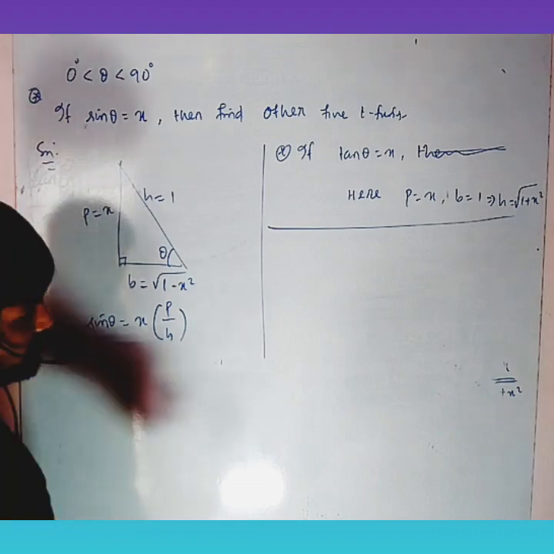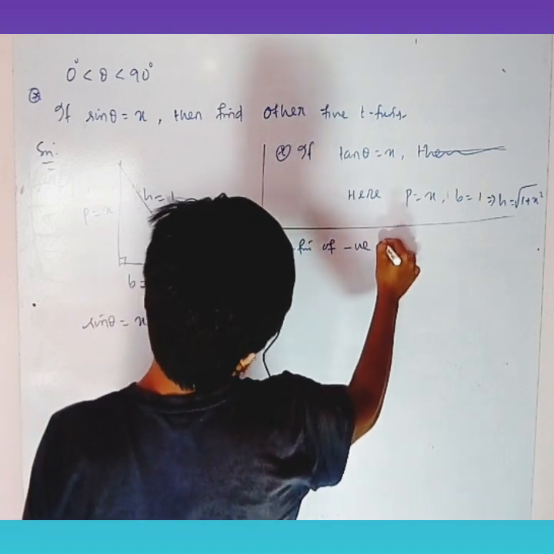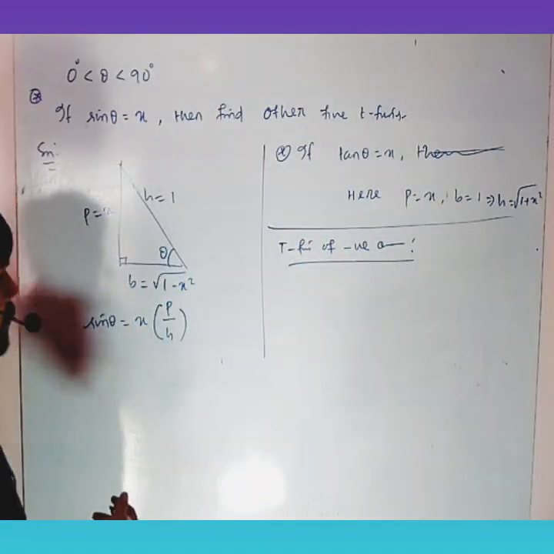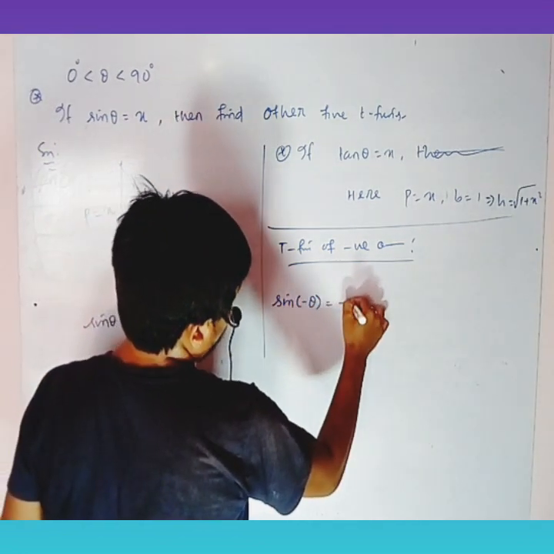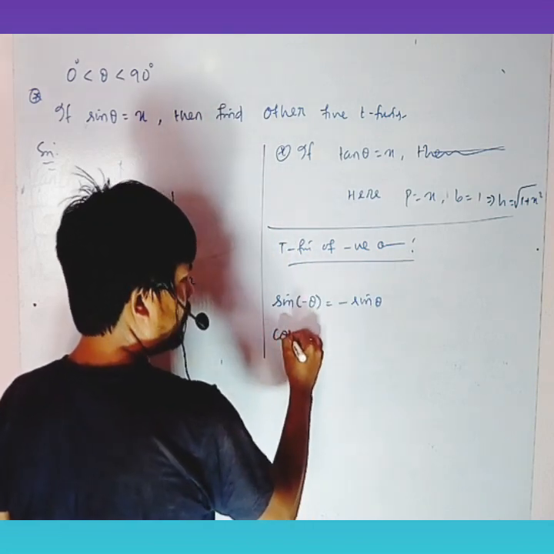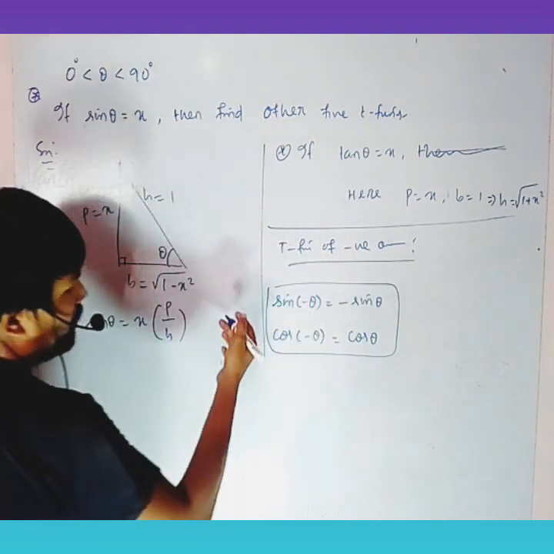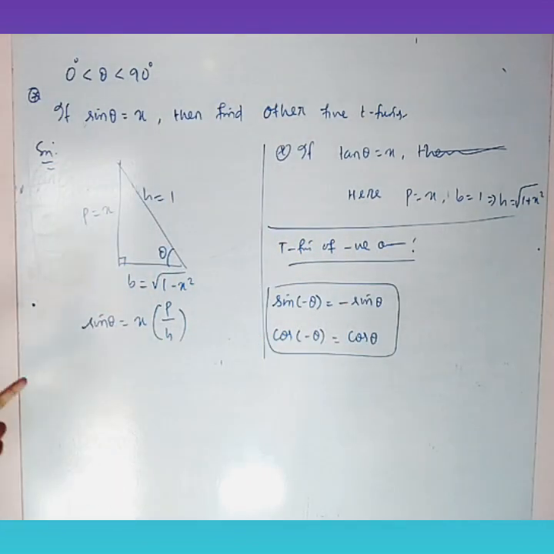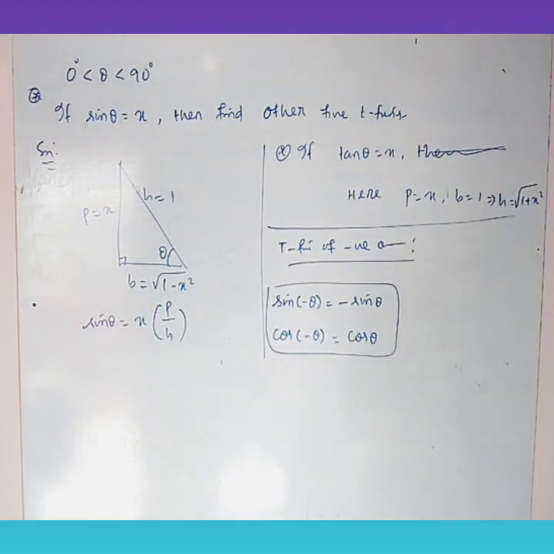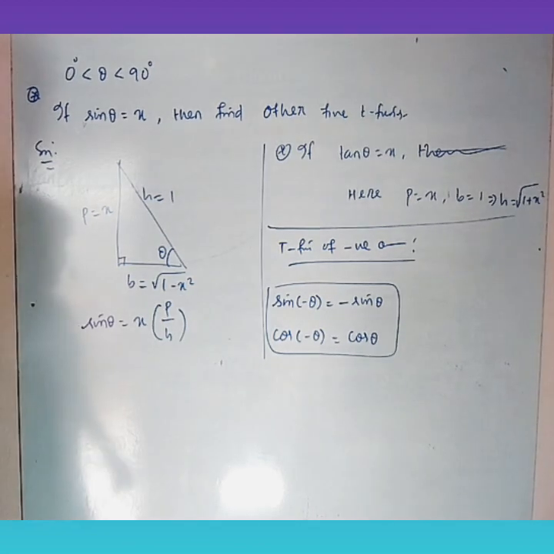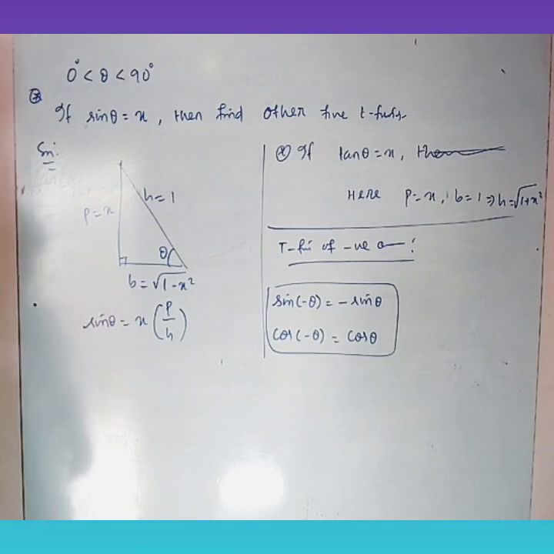Now trigonometric functions of negative angle. Sin of minus theta equal to minus sin theta, cos of minus theta equal to plus cos theta. If you remember these two, we can find other 4, because tan of minus theta is sin of minus theta by cos of minus theta, which is minus tan theta. Cot of minus theta is minus cot theta. Similarly, sec of minus theta equal to plus sec theta, cosec of minus theta equal to minus cosec theta. You have to remember these conditions.